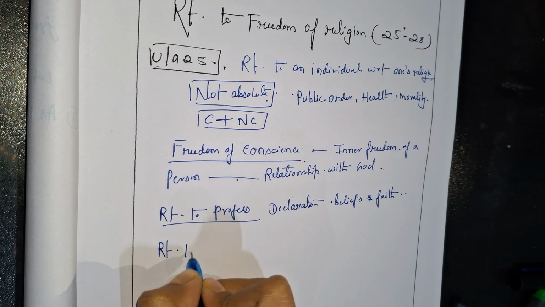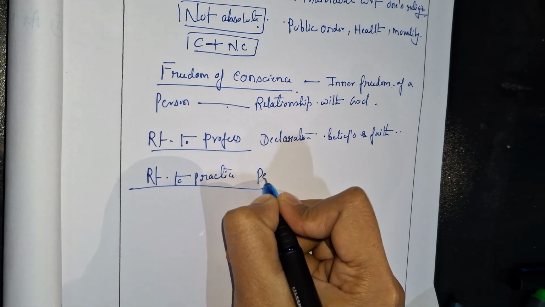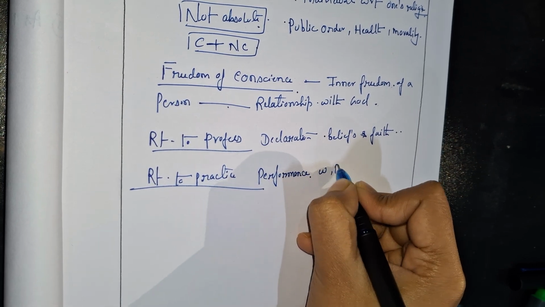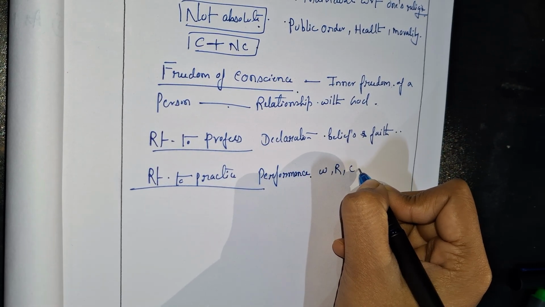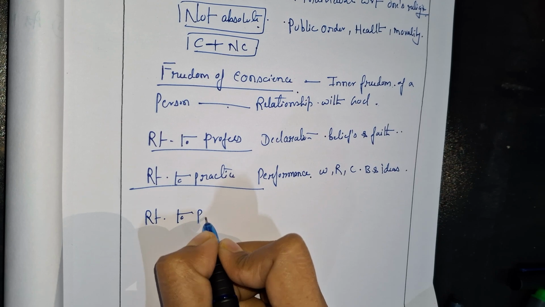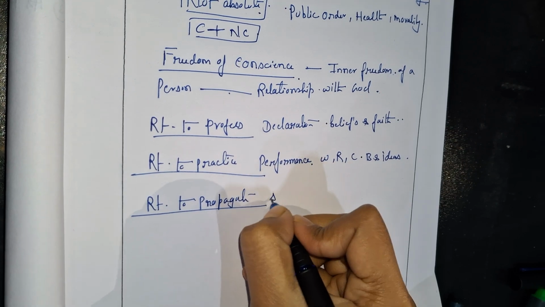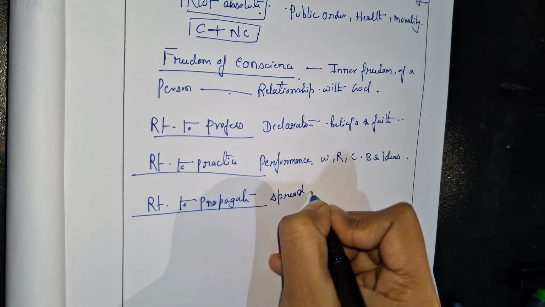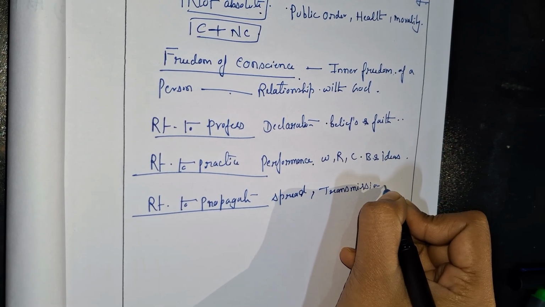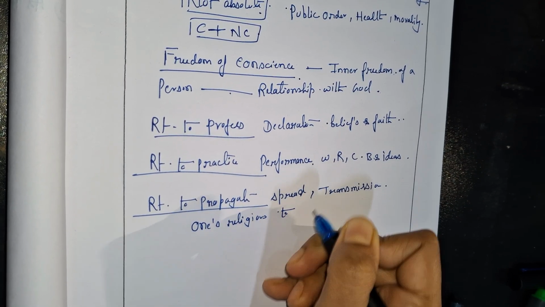इसके बाद आता है right to practice. Right to practice is a performance of religion, religious worship, rituals, ceremonies, and exhibition of beliefs and ideas. इसके बाद आता है right to propagate. It means to spread, transmission of one's religious belief to others.